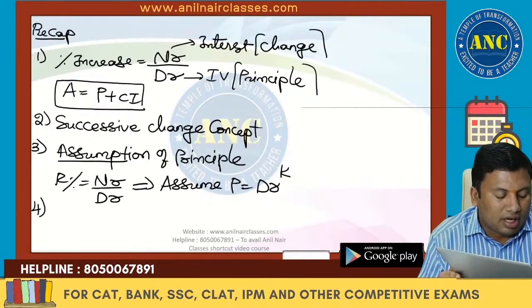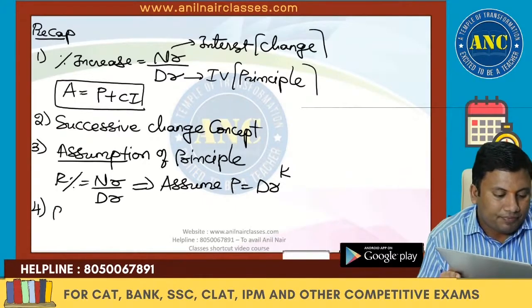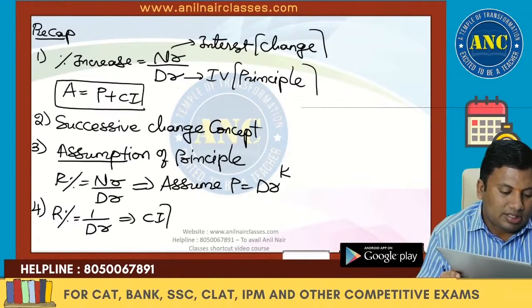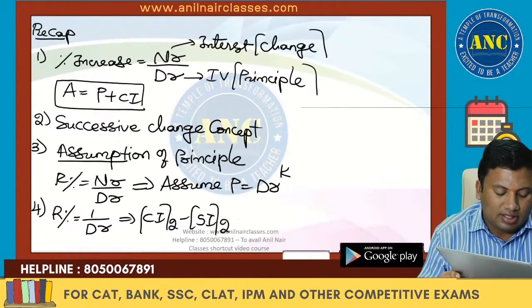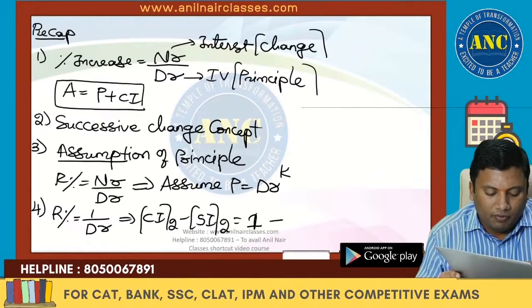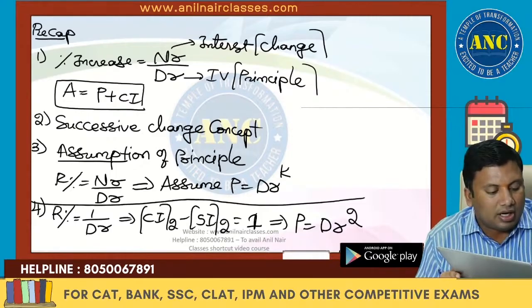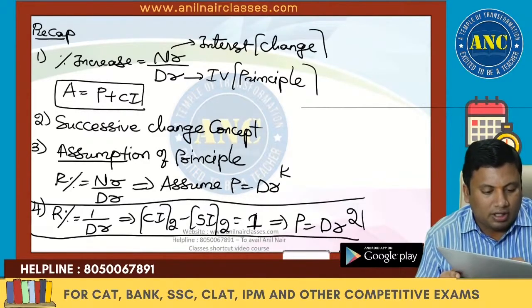One beautiful conclusion which we have drawn: if R percentage is 1 by denominator, then compound interest for 2 years minus simple interest for 2 years will be 1 when the principal is denominator square. This was the last concept that we discussed.